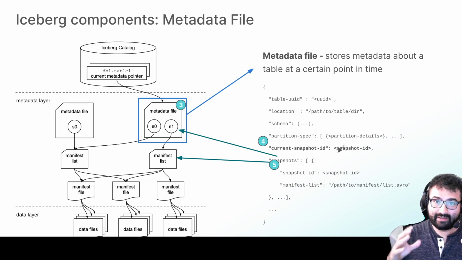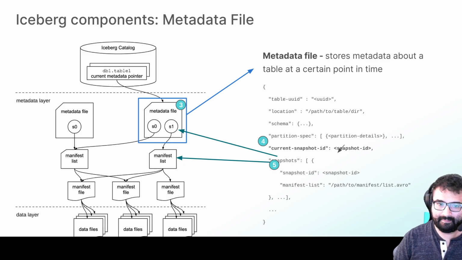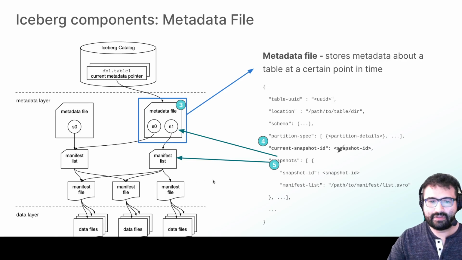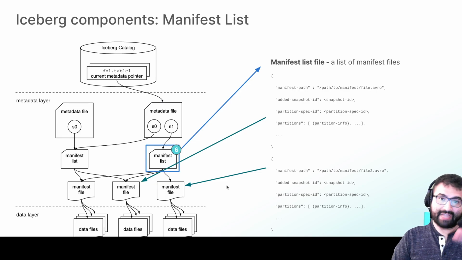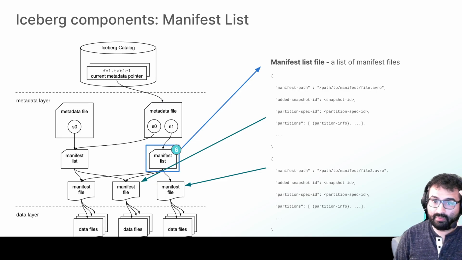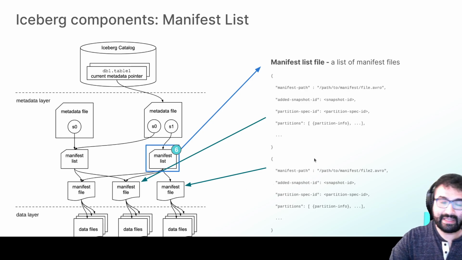So each snapshot is essentially a list of all the different groups of files that make up that table at that point in time. Okay, so there's one manifest list per snapshot. Once we know what snapshot we want to scan, we'll go to the manifest list, which has stats for the manifest. So not for an individual file, but for a group of files.